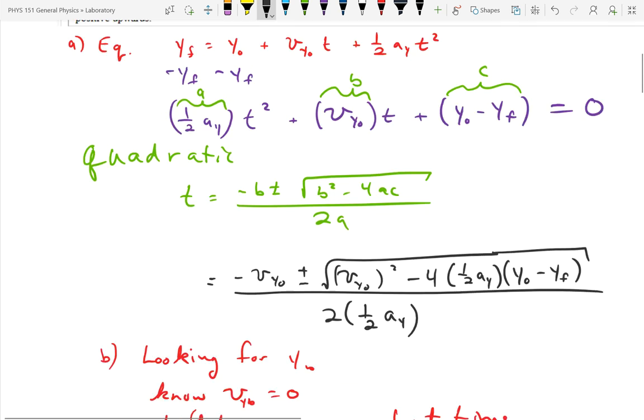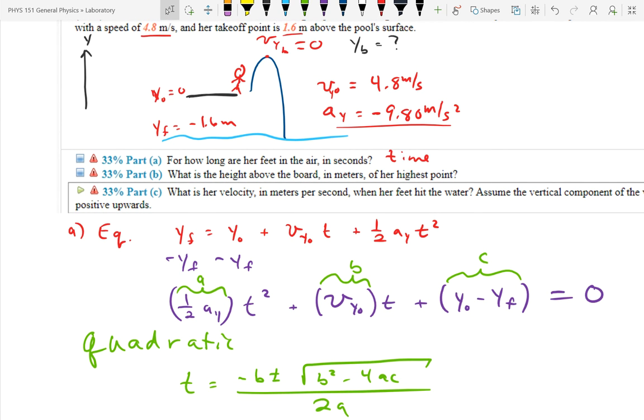Okay, the third part asks us, what is her velocity in meters per second when her feet hit the water? There are two equivalent ways of doing this. And we talked about this just a little bit last class period when I talked about James solving a problem. We now have two ways of finding her velocity. Using the answer for part A, we know the time it's going to take from when she leaves the diving board to when she hits the water. So using the equation that relates the velocity or speed with acceleration and time, I can put in that time and the acceleration and boom, I have my answer.